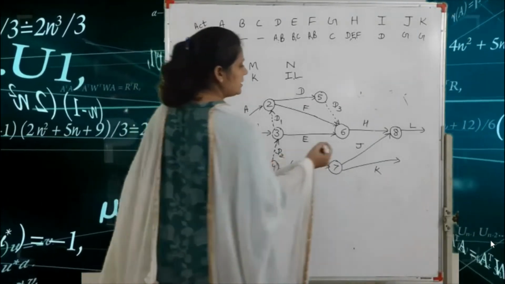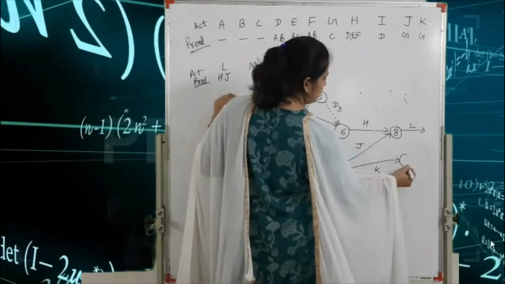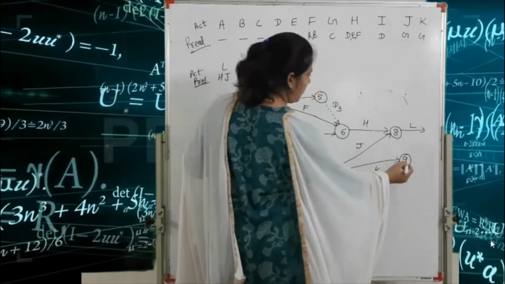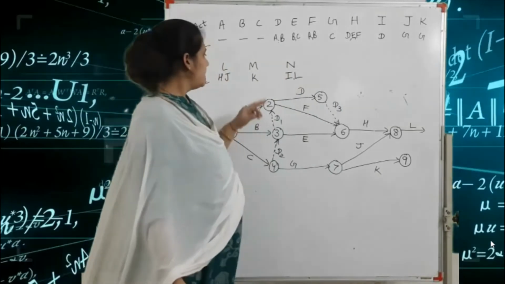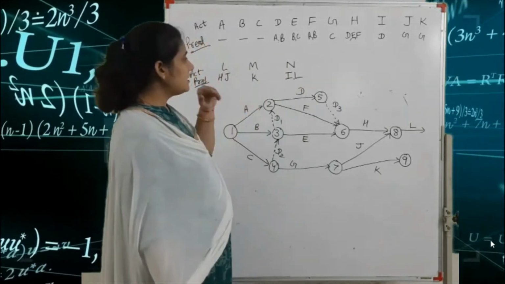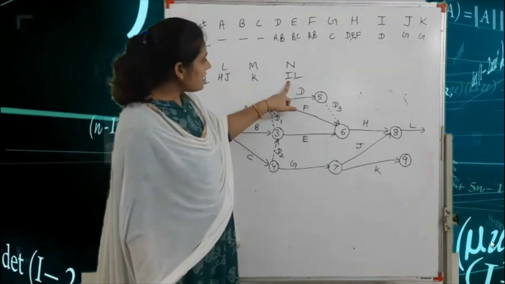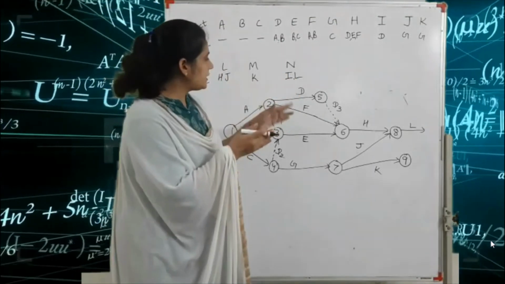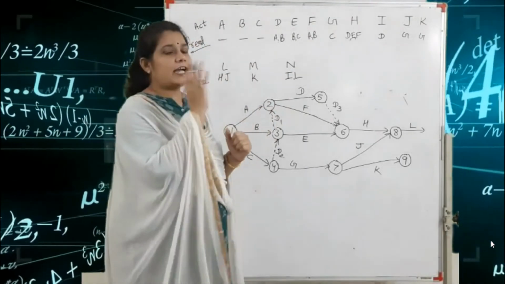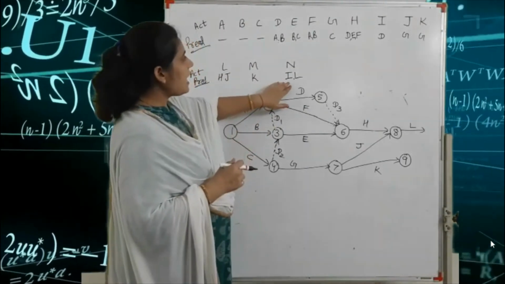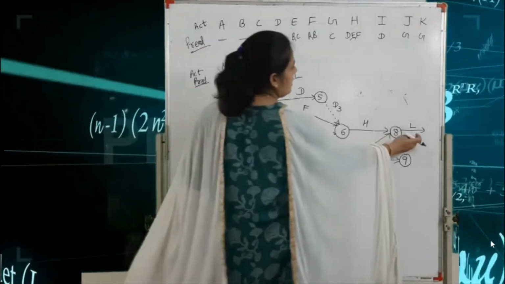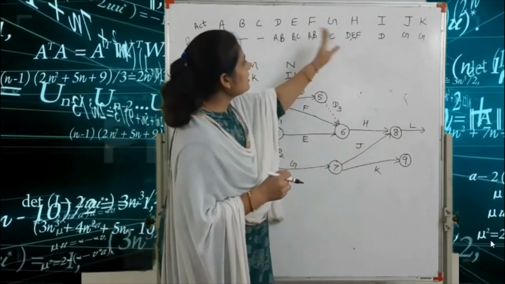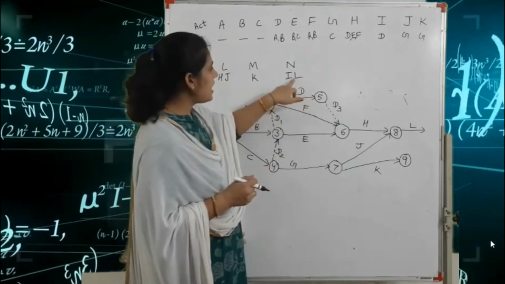So here K is completed, and we write here 9. K completed, then the M activity starts. And I and L both are completed together, then the N activity starts. That is I and L. Here is the L activity. So what is the connection in the L activity? That is here I and L.